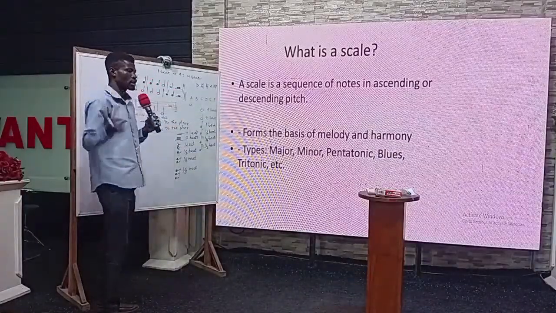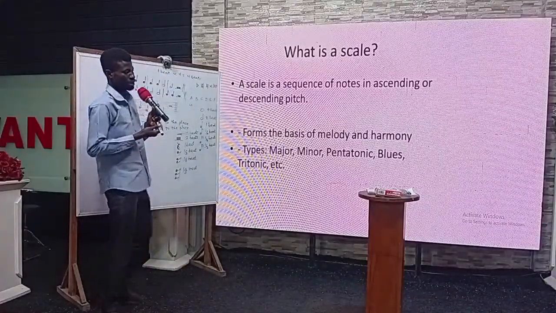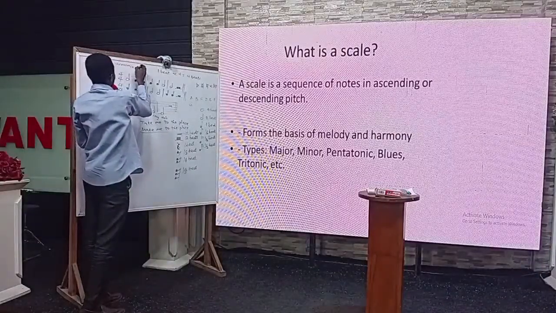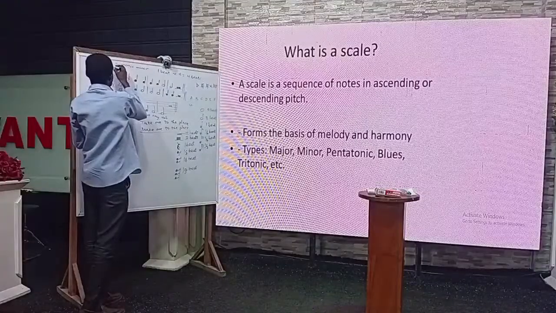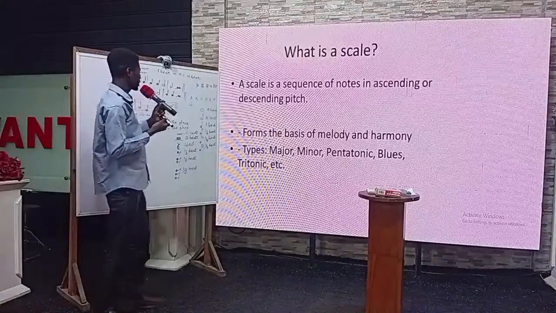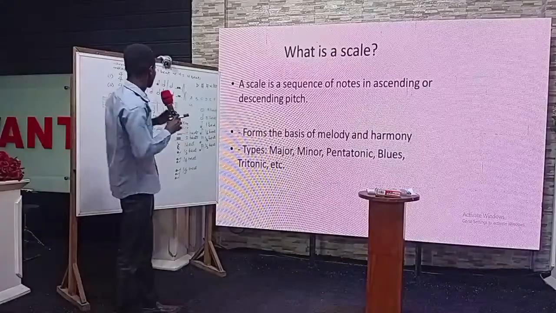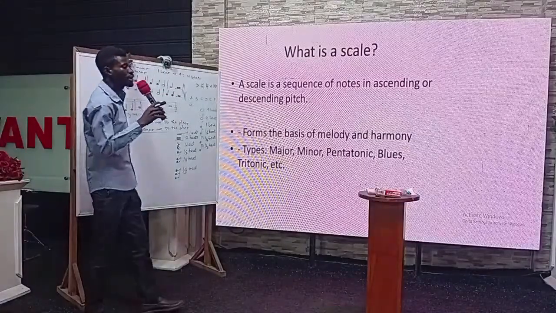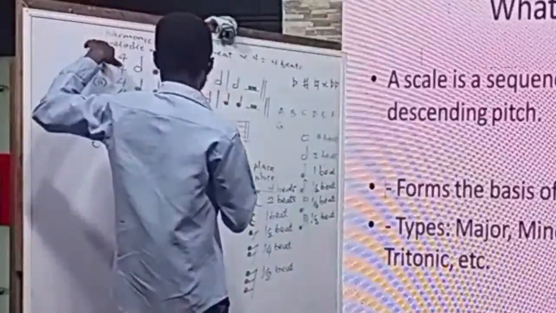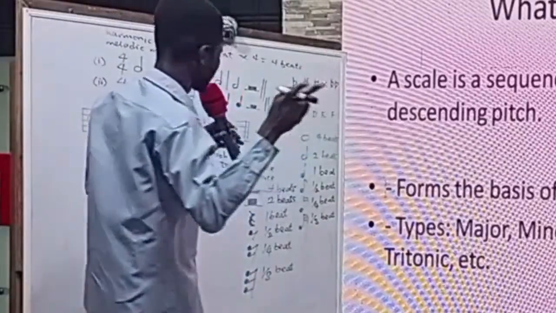Although we have two different types of minor scale. We have harmonic minor scale, and we have melodic minor scale. The harmonic minor scale is given as la, ti, do, re, mi, fa, si, la. And then the descending is la, si, fa, mi, re, do, ti, la. For the melodic minor, we have the 6th and the 7th notes sharpened.